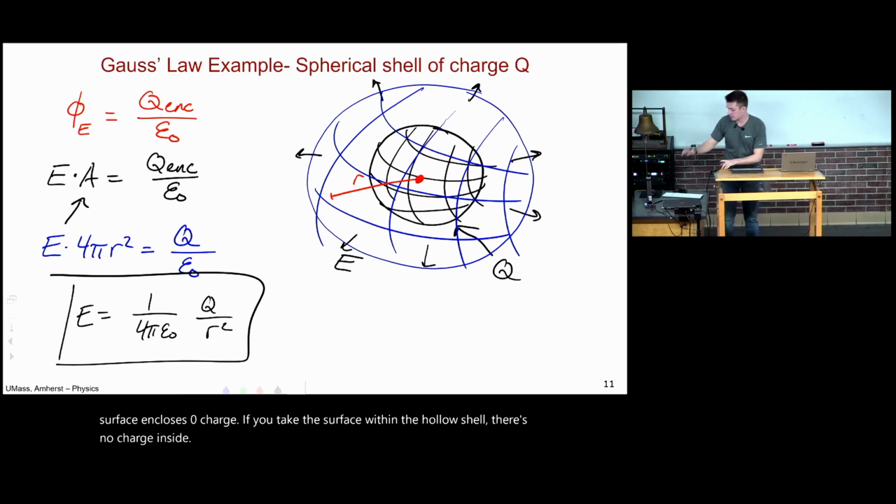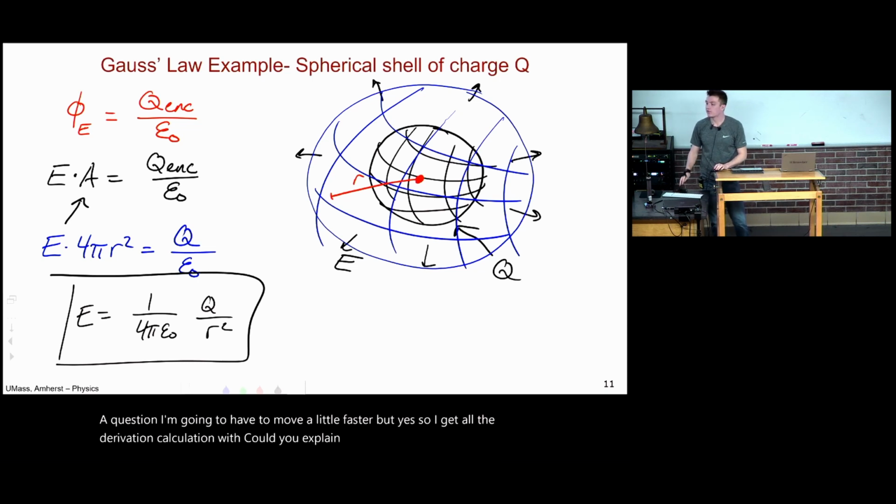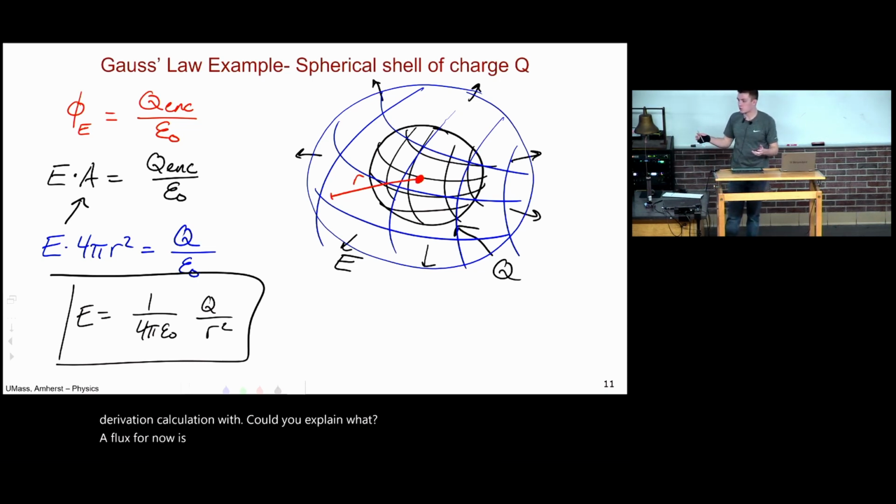A question, I'm going to have to move a little faster, but yes. All right, so I get all the derivations and calculations. Could you explain what a flux is again? So a flux for now is just some random tool. It's electric field times area. And that's good enough. That's good for now, yeah.